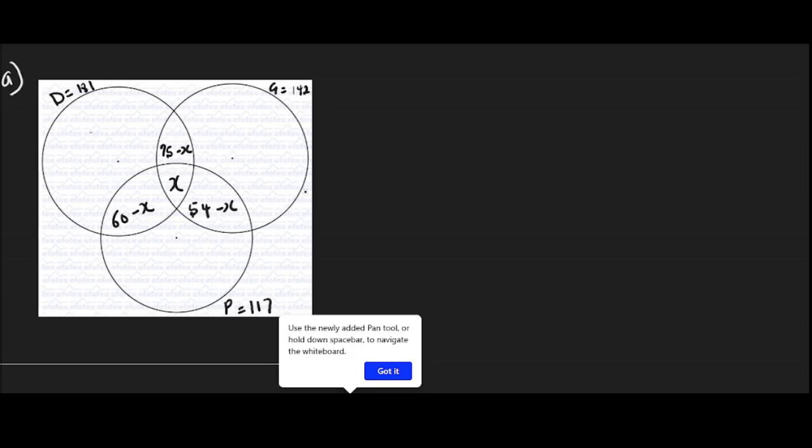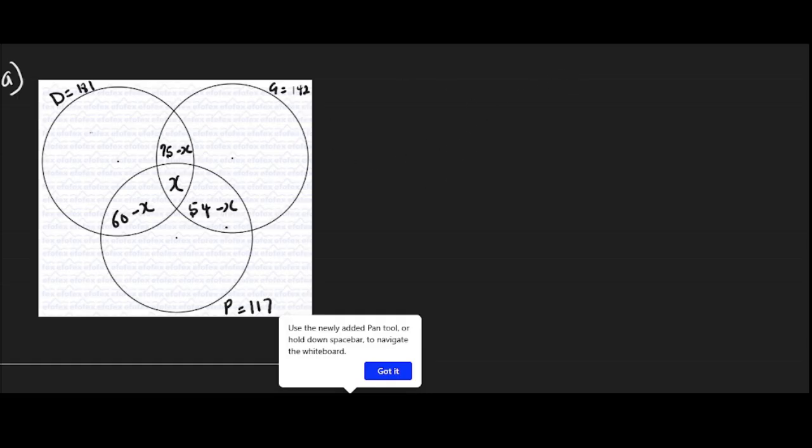To calculate it, it is going to be the addition of the number that read Daily Times only, plus the number that read Guardian only, plus the number that read Punch only, plus the intersection of Daily Times and Guardian, plus the intersection of Daily Times and Punch, plus the intersection of Guardian and Punch, plus the intersection of the 3, equals the total number of readers, which is 290. The universal set is given as 290.